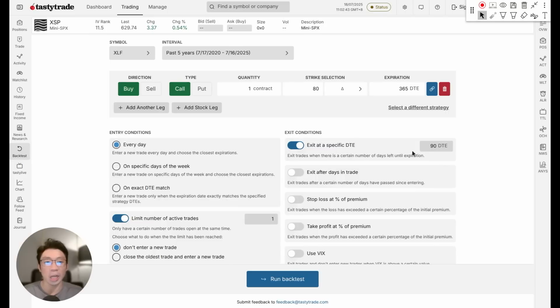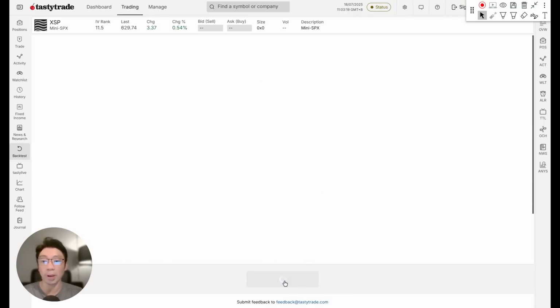And I'm going to exit at around 90 DTE. So basically, we want to exit the options before the theta decay really kicks in. The theta decay really kicks in somewhere from 45 days and below. So if you want to play it a little bit safer, whereby the theta decay does not really kick in, then you can go for somewhere around 60 to 90 DTE. Anywhere in that range is absolutely fine. So in this case, I'm just going to use 90 DTE, and then I'm going to hit run backtest, and let us take a look at how it performed over the past 5 years.